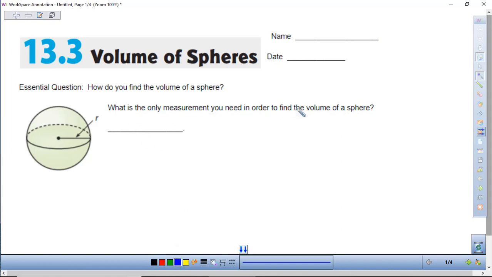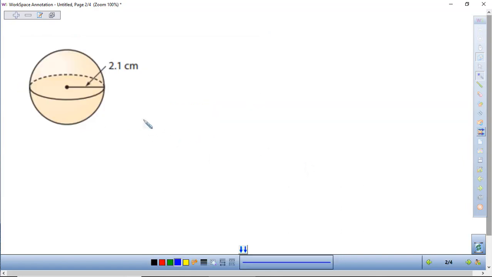All right, well, here we go again. This is module 13.3, and the sphere is the radius. That's what makes it different between finding the volume of a cone or a cylinder. And you can see here we have a ball or a sphere, and its radius is 2.1 centimeters. And so the formula for volume of a sphere is 4/3 times pi times r cubed.